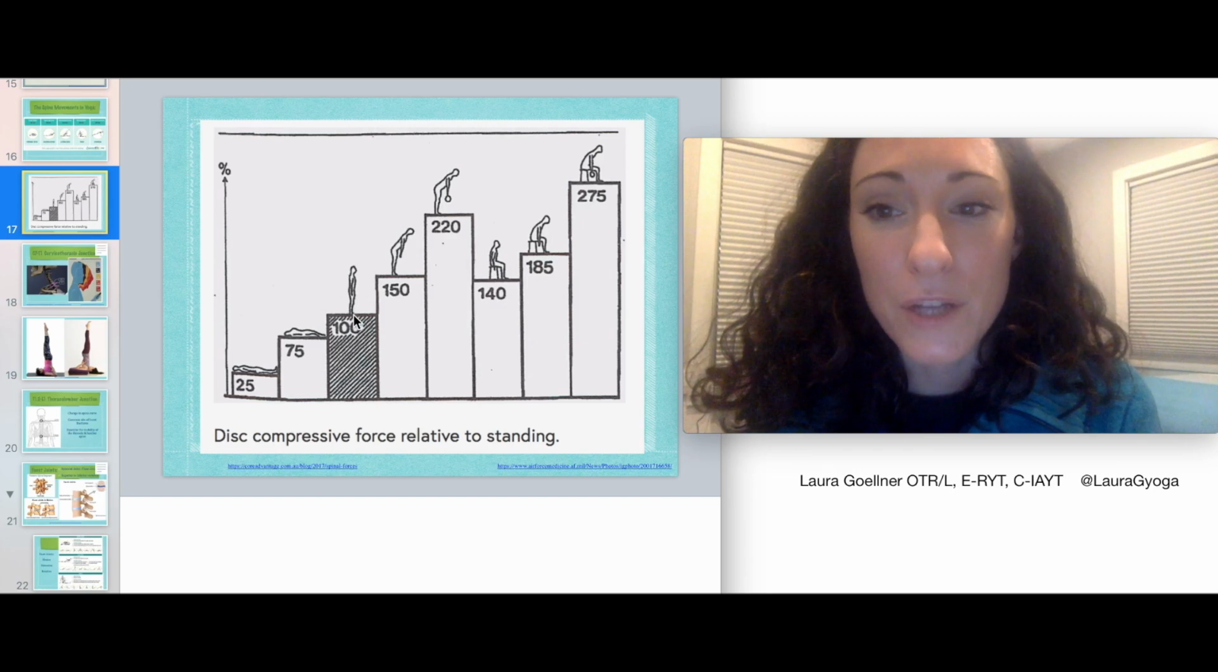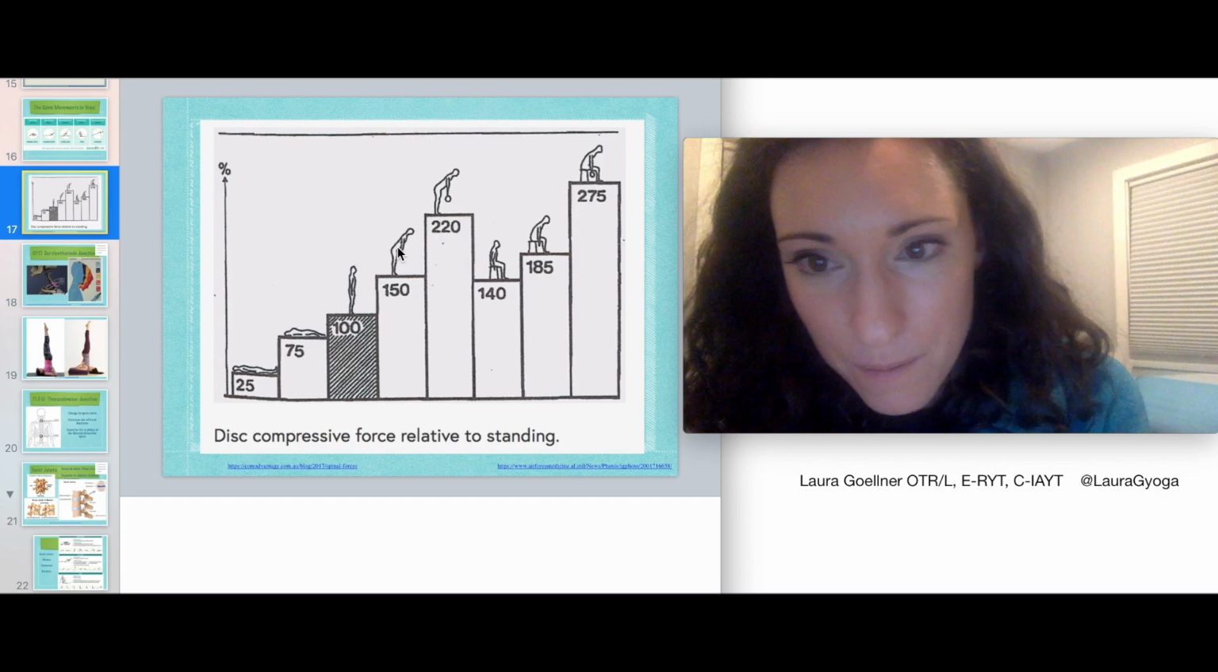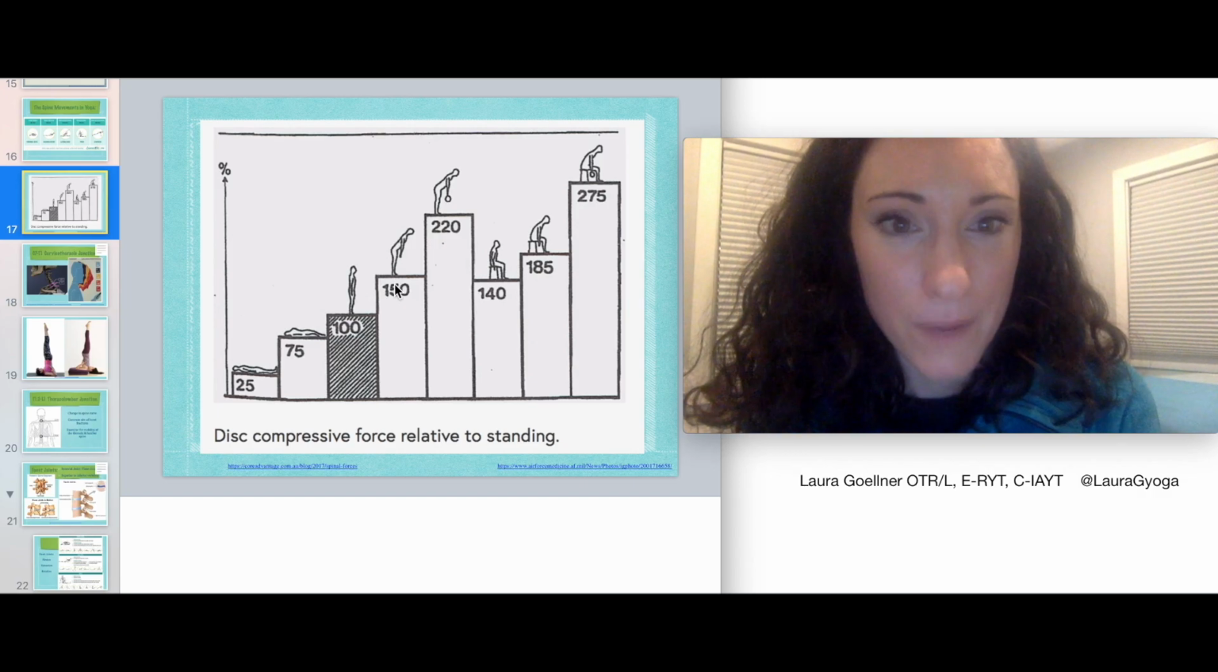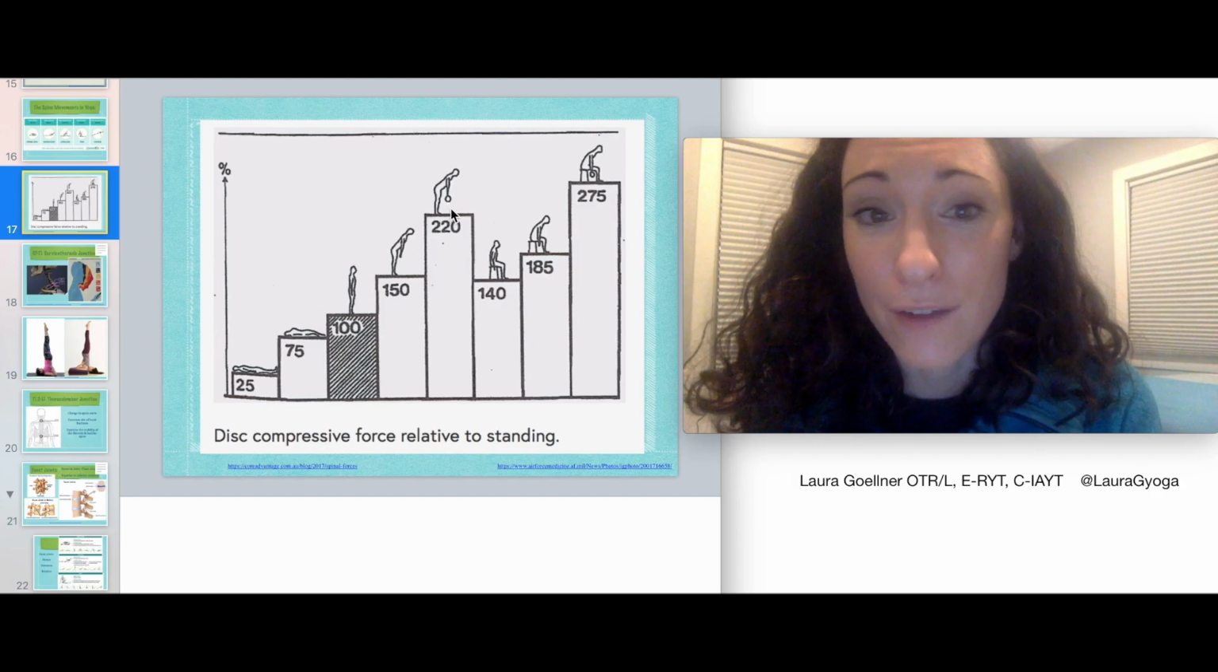So watch how much the pressure jumps up standing straight versus standing bent forward. Not the greatest posture. And then standing bent forward holding a weight. So think like a bag of groceries here. We jump up to 220.